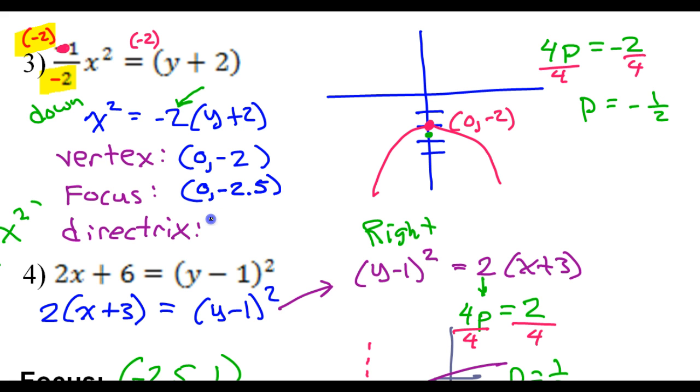Okay, now on the other hand, the directrix has got to be the same amount on the opposite side of the vertex. So the directrix must be up here, 1/2 of a unit above the vertex. So that puts it right here between -1 and -2. So that's -1.5. Because it's horizontal, I know it's going to be y equals -1.5. And there you go.